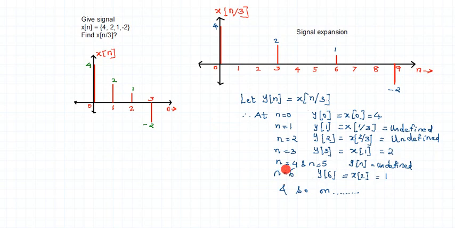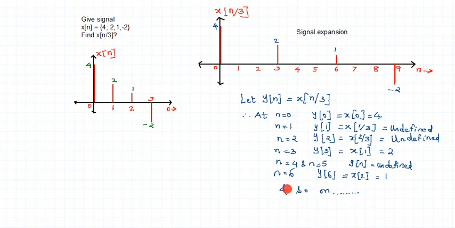Let me talk about the next samples now. N is equal to 4, n is equal to 5. If I put n is equal to 4, it becomes x of 4 by 3, non-integer, discarded. N is equal to 5, 5 by 3, non-integer, again discarded, right? So y of n is undefined for these two values. If I go for n is equal to 6, x of 6 by 3 is x of 2. What is the value at x of 2? X of 2 is 1 and hence y of 6 becomes 1, and so on, right?